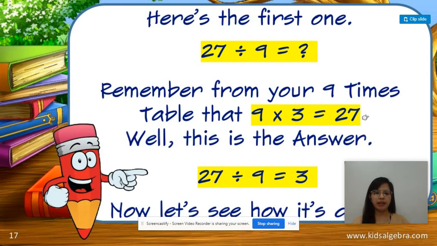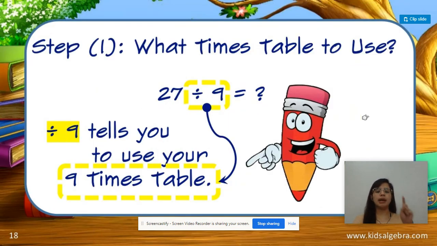27 divided by 9. Remember that from your 9 times table, 9 times 3 is 27, right? So the answer to the problem, 27 divided by 9, is 3. How did we get this? Let's see. Step 1. What times table to use? You check your divisor. Because 9 tells you to use your 9 times table. Or the divisor tells you what times table to use.